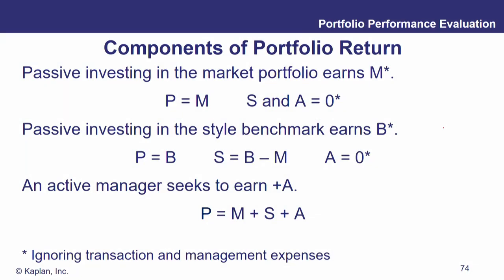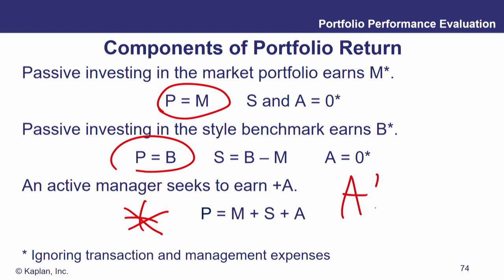So again, just a few things that we can do. We saw this again in all three levels of the exam. It does come up from time to time. It's actually pretty handy. We have a sheet here that kind of summarizes what I just said. So passive investing in the market portfolio is going to earn M. Passive investing in the style benchmark is going to earn B. And again, an active manager seeks to earn alpha. That's the goal. We're still hunting for alpha. Okay, and this does ignore any transaction and management expenses, but it's a good ballpark, and it comes up from time to time in questions.